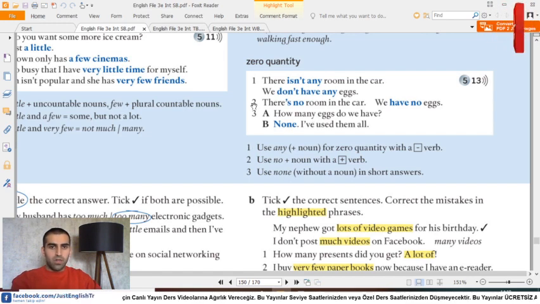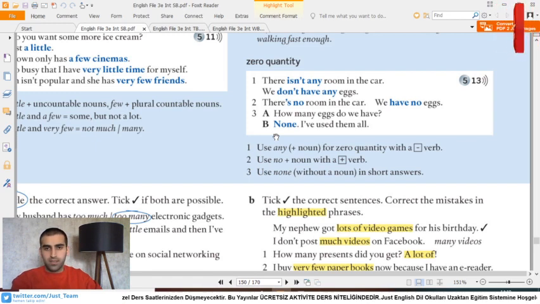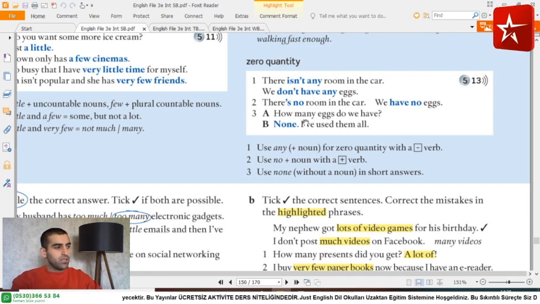And the last rule, rule number 3. How many eggs do we have? None. So we use none without a noun, like in short answers. None. That's it. That's all. Finished. I've used them all. So in order to answer shortly to someone's question, we can use none.